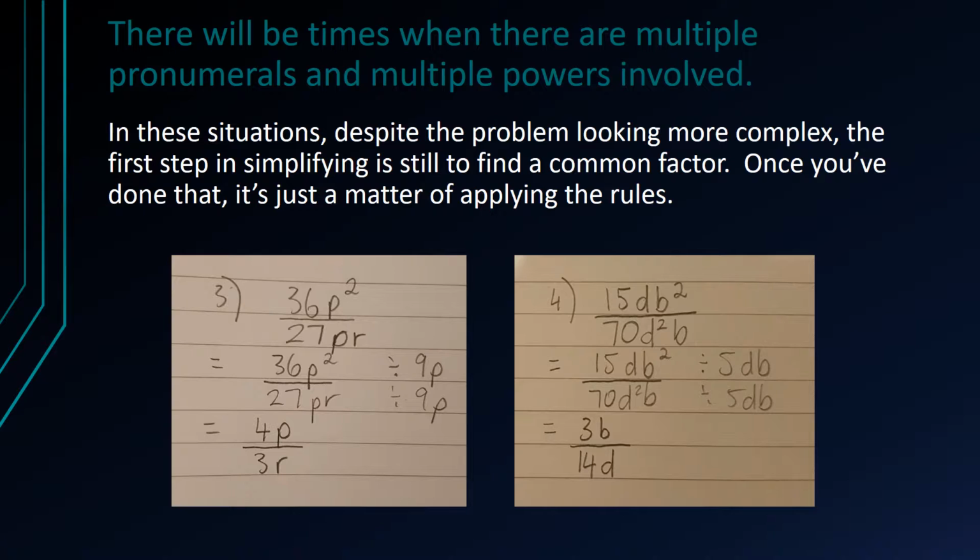So we're going to divide the top and the bottom both by 5db, and on top we end up with 15 divided by 5, which gives us 3, and db squared divided by db, which cancels out one of the d's and one of the b's and just leaves us with a b. Then on the bottom we've got 70 divided by 5, which gives us 14, and then d squared b divided by db leaves us with 1d, because one of the d's is cancelled out and the b's cancel each other out as well. So the simplified version of this expression is 3b over 14d.